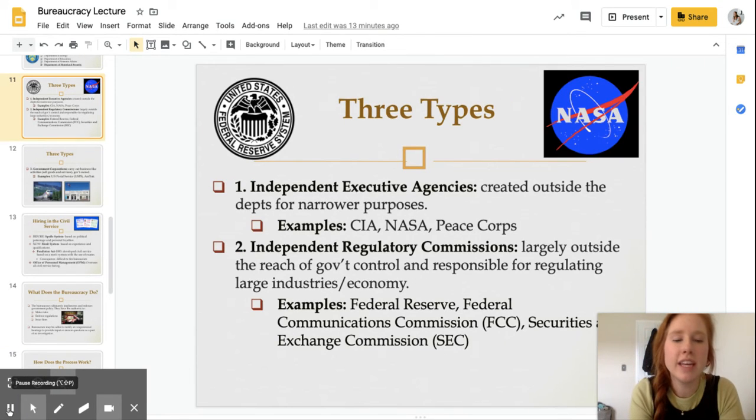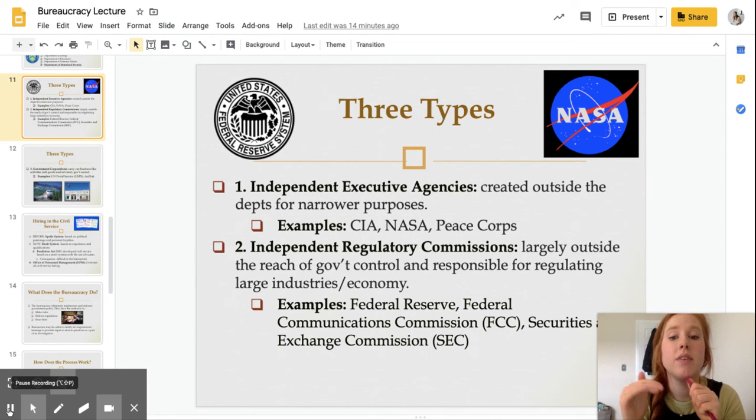So now getting into what we kind of consider under a cabinet position would be an independent agency. And so we have independent executive agencies. That's going to be things like the CIA, NASA, Peace Corps, that they have a strong tie to the federal government, but they're not necessarily a cabinet. They have narrower, deeper focuses.